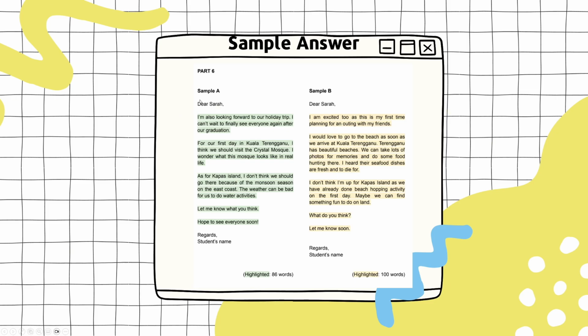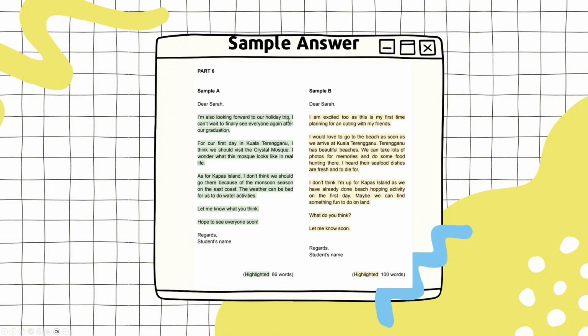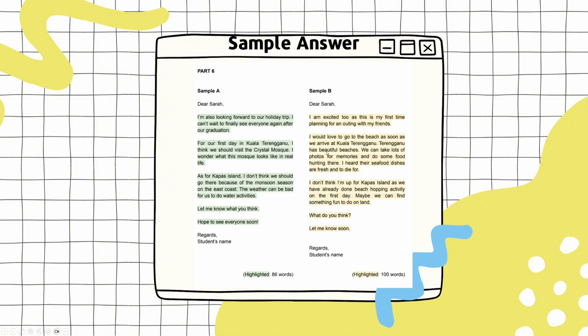Remember the salutation. Open the email, and then the opening paragraph, including the content point 1. You see, they reply with the feeling. Say how you feel. I'm also looking forward to our holiday trip. I can't wait to finally see everyone after our reservation. This is the response to the first paragraph, which included what you feel.